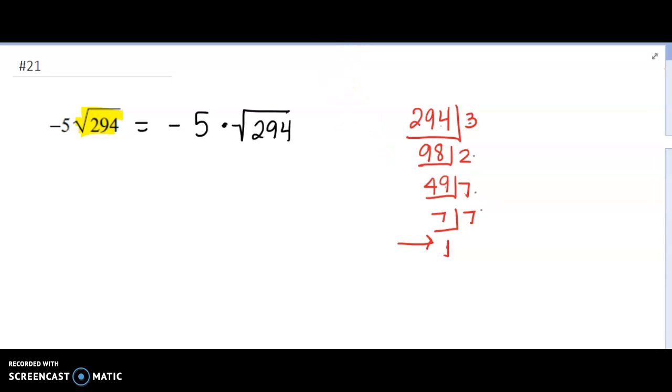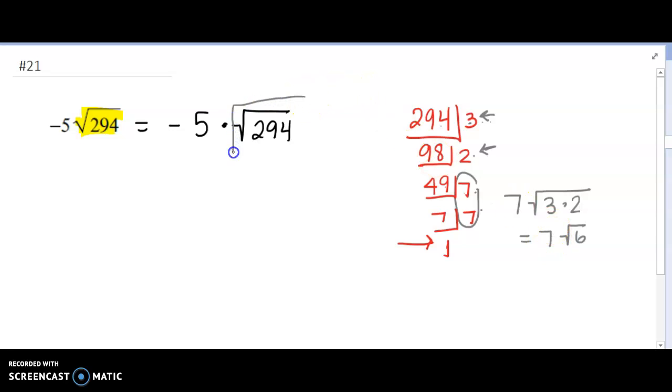Okay, now I'm going to circle my pairs. Well, I have a pair of 7's. This 3 doesn't have another 3 to go with it. 2 doesn't have another 2 to go with it. So those are leftovers. So the pairs come out together in the front. So I just have one 7 in the front. Square root of, when I have more than one leftover, I multiply them. So 3 times 2, which is 6. So it simplifies to 7 square root of 6. Okay, but that's just square root of 294.